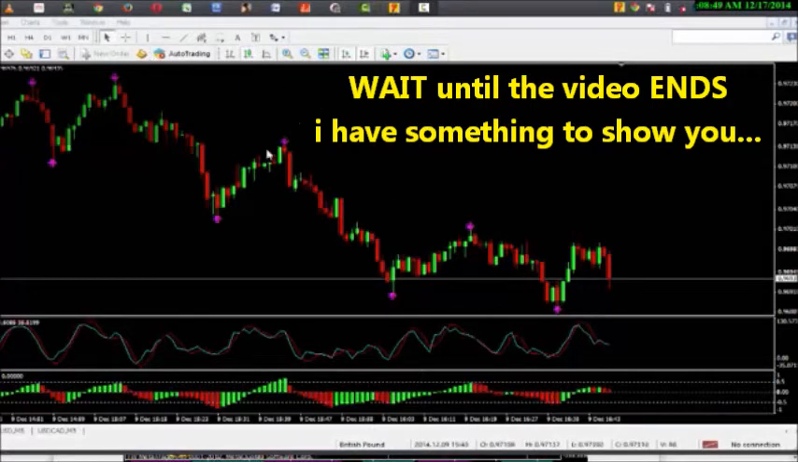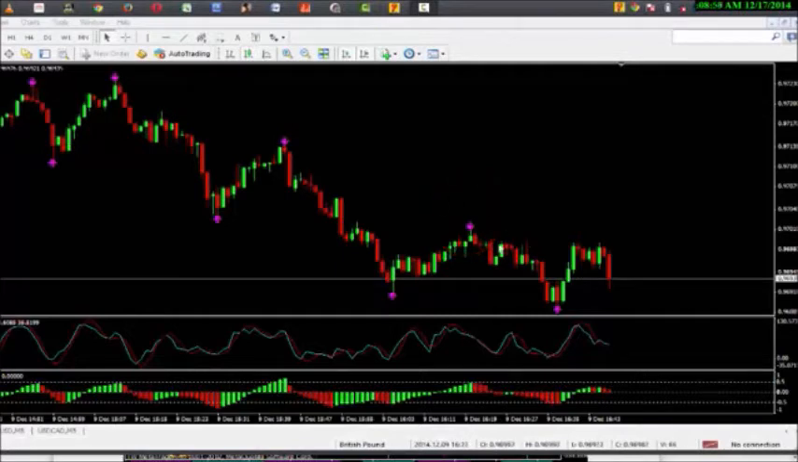First of all, we have the magenta arrows. So these arrows right here are not the signals for you to trade with, but they're the signal that a retracement is about to take place. So once that happens, we want to go to the next step.